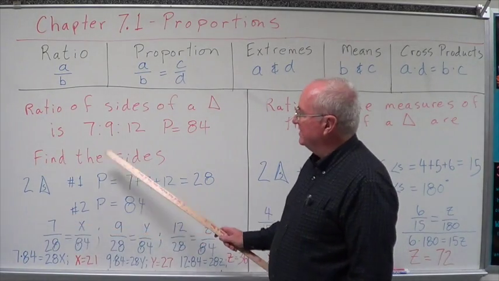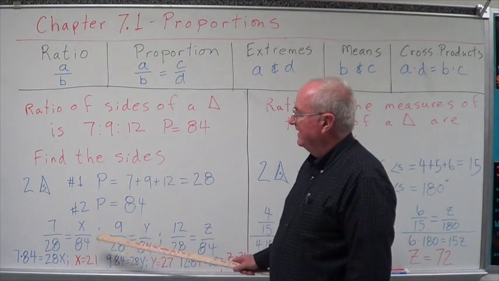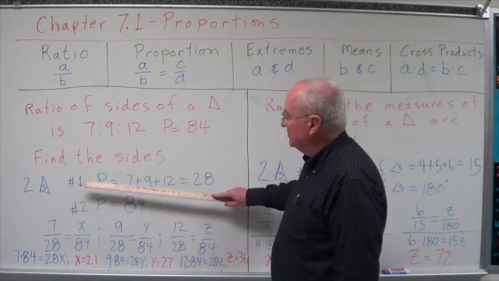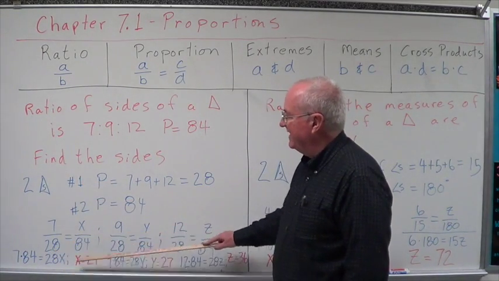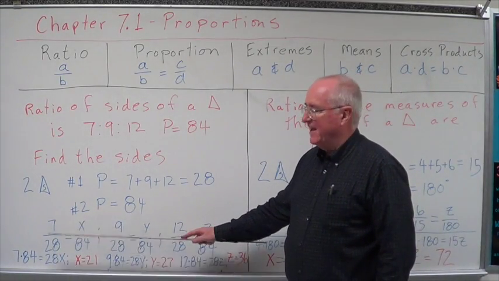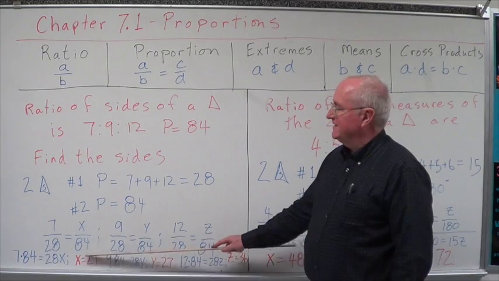So our first proportion is 7 is to 28 as x is to 84. The perimeter of our first imaginary triangle is 28. The perimeter of our real one is 84. So 7, the side 7, is to 28 as x is to 84.